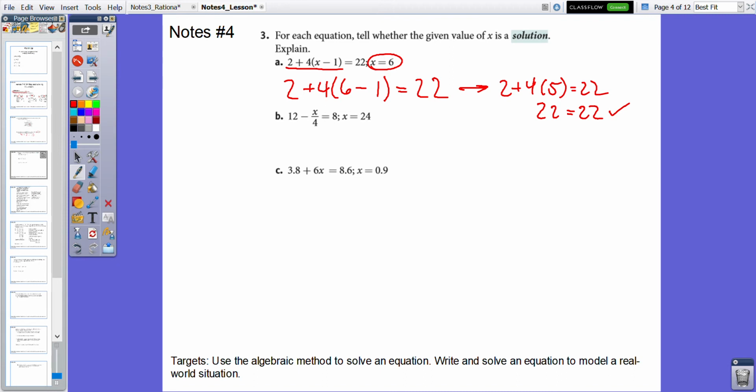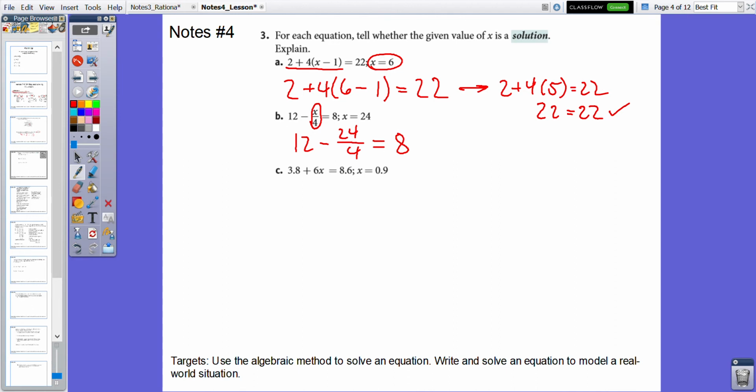Okay. Now for part B, I have 12 minus x divided by 4. Whenever we have it in this fraction form here, it's always numerator divided by denominator, top number divided by bottom number. So, x is equal to 24. So I'm going to replace x with 24. I get 12 minus 24 divided by 4. And we're going to check to see if that's equal to 8.